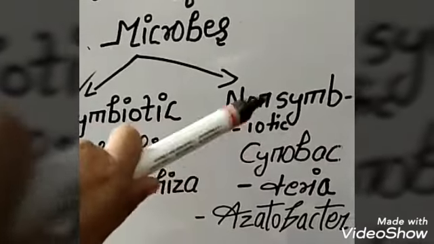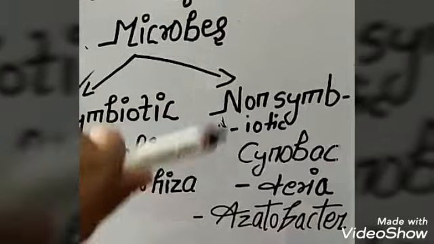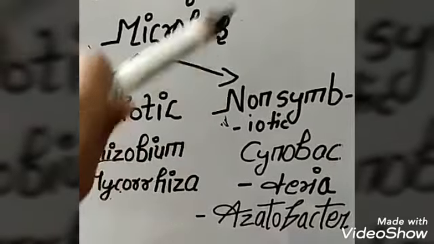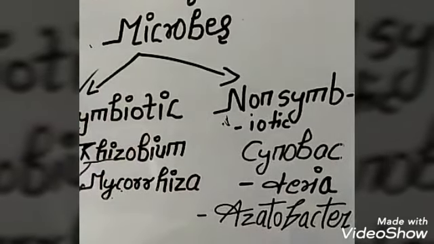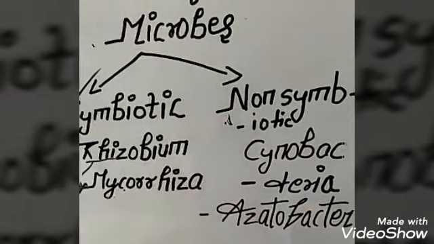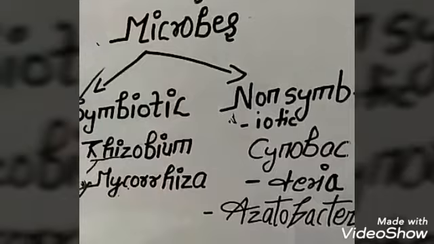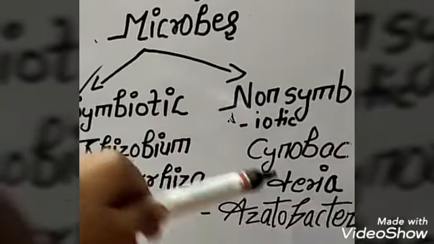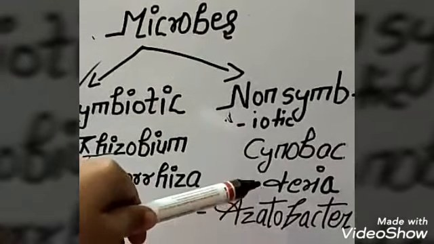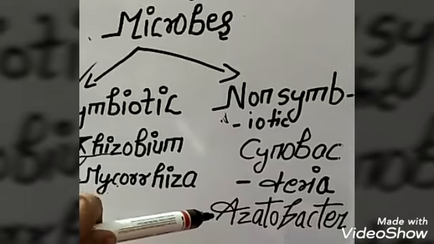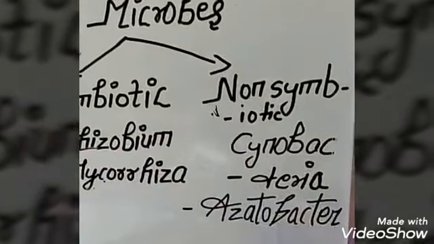Now let's talk about non-symbiotic microorganisms, which means free living microorganisms that do not form any kind of association, and that help to provide nutrition to the plant. The first example is cyanobacteria, and the second I have written over here is azotobacter.